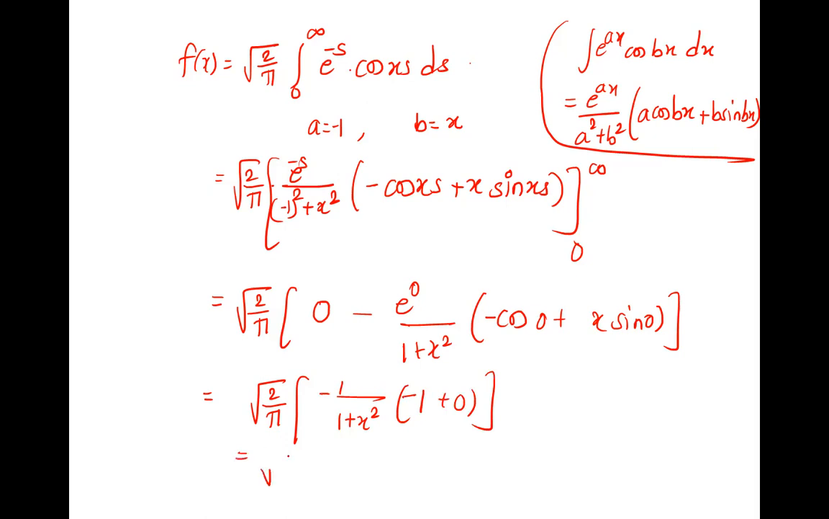Means your answer can be root 2 by pi, minus minus becomes plus, 1 upon 1 plus x square, as the required f of x. And it should be in x. Yes, it is. Any doubt? Any question? No. Good.